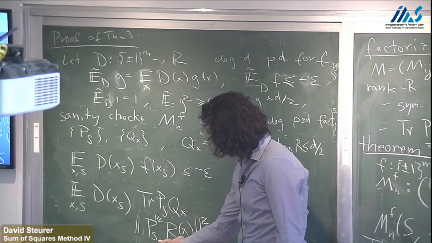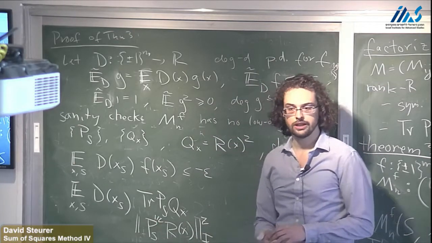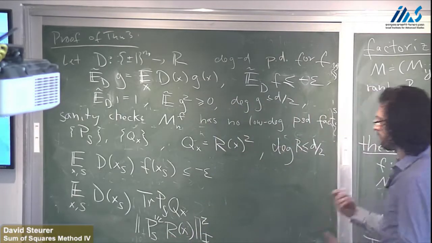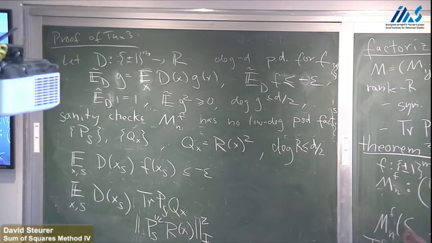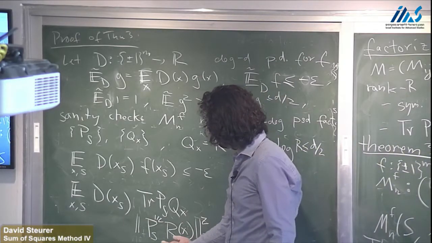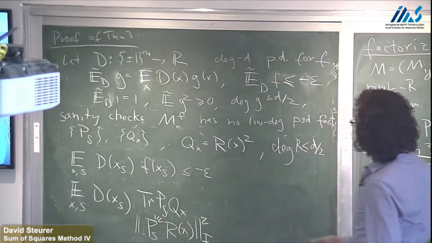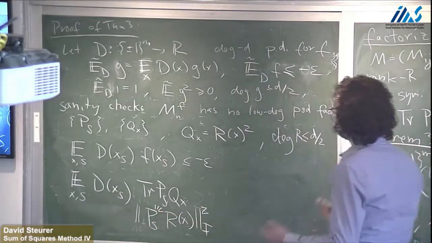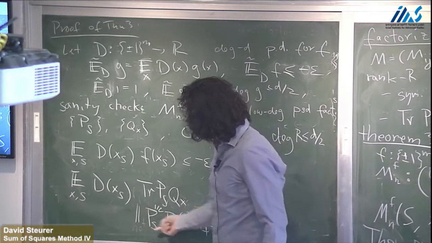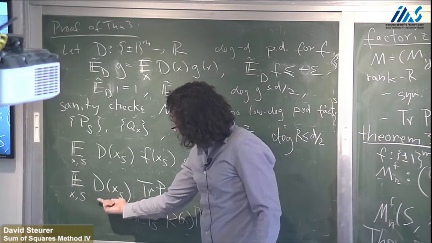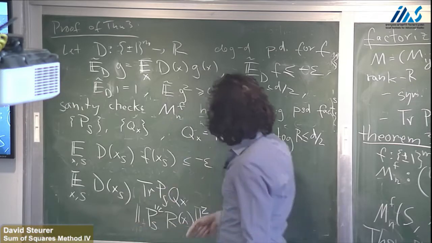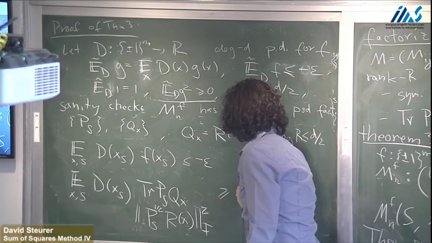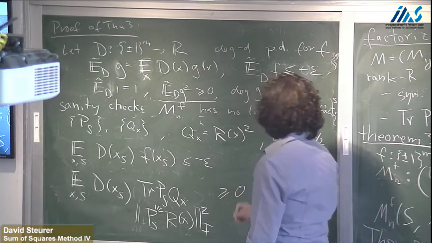Now let's look at an entry of this matrix. I claim it has degree at most d over 2 as a function of x, right? Because this guy doesn't depend on x, and this guy, every entry is a function of degree at most d over 2. So each entry of this matrix has degree at most d over 2, and we take a sum of squares of such entries. So this is a sum of squares of degree d over 2 functions, and we average it using this guy. And so by this property, this is non-negative. Okay, so let's call this property star.